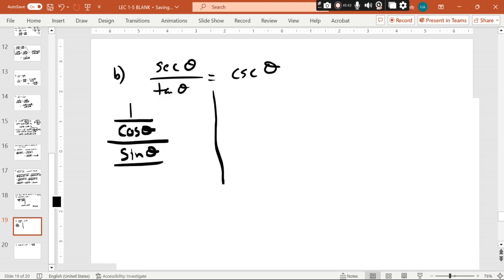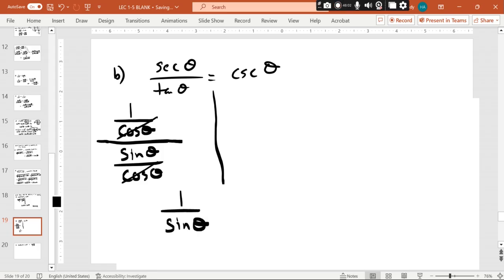Oh, that's right. Hold on. I know what to do here. What happens if you have two complex fractions and the denominators are exactly the same? Perfect. I can do that. Is that right? So if those denominators cancel, I'm left with 1 over sine.